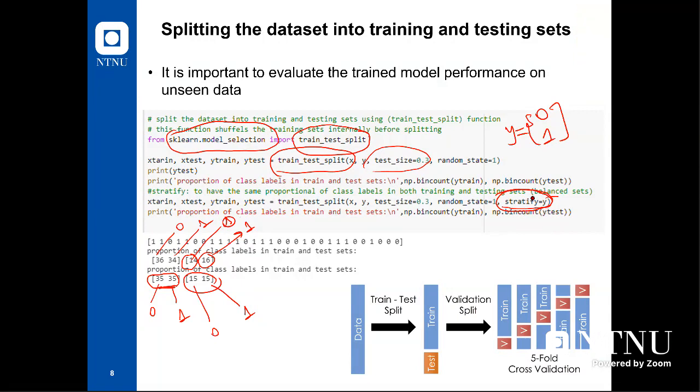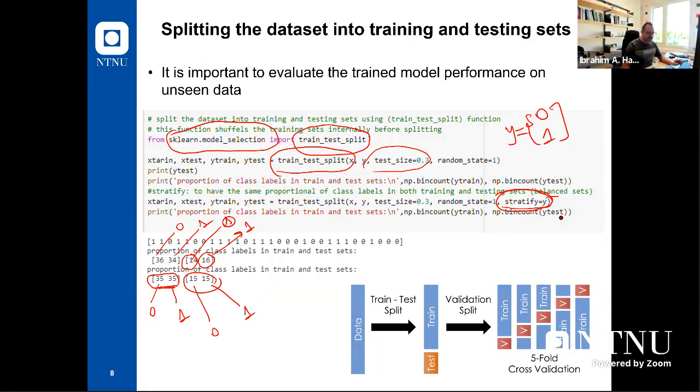If you do the stratification, will it then make the testing and training datasets proportional to what the total dataset is, or will it make them equal? It's as much as possible, because sometimes you don't have enough. I mean, maybe in this case we have 50 from class 0 and 50 from class 1, right?